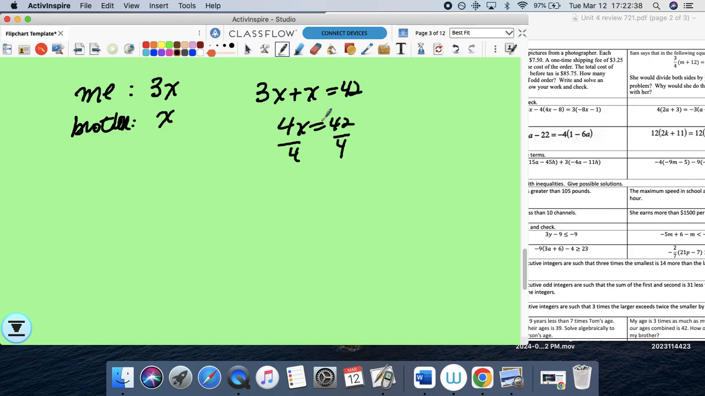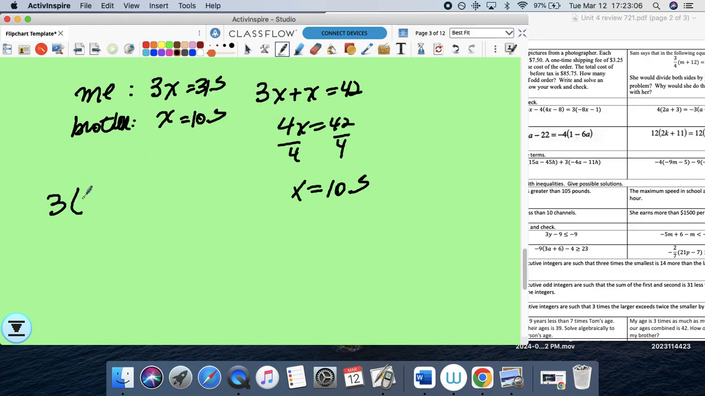My age is 3 times as much as my brother. Our ages combined is 42. So 42 divided by 4, that's not going to work. 10.5, I guess. So my brother's 10.5, and then I multiply that by 3. That means I'm 31.5. Let's check.